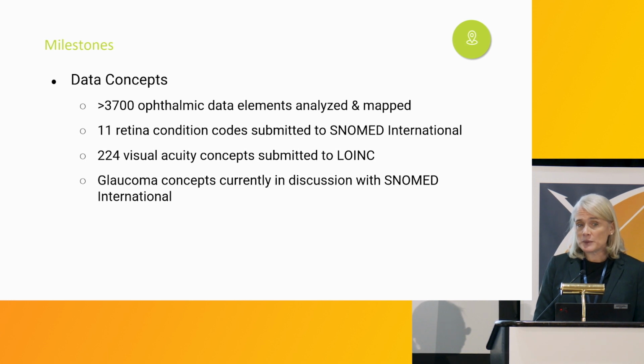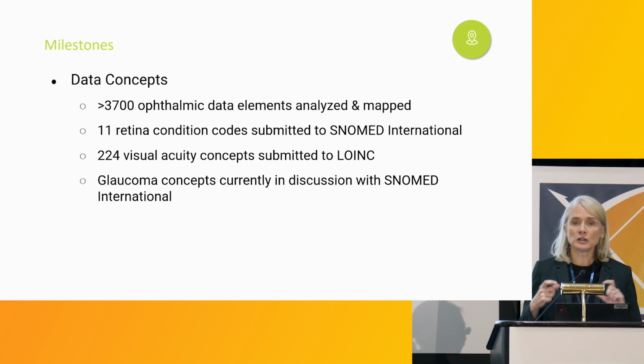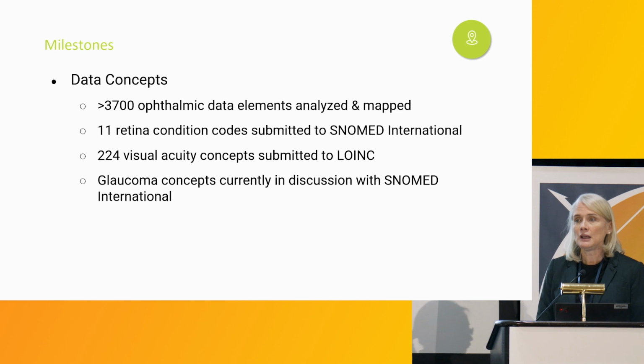So several groups within our work group started looking at mapping those elements. And so in total, we've looked at over 3,700 ophthalmic data elements, and we've looked at 2 EHRs, Epic and Cerner, as well as looking at different ophthalmology textbooks for source concepts. We're in the process of getting concepts added to both SNOMED and LOINC.